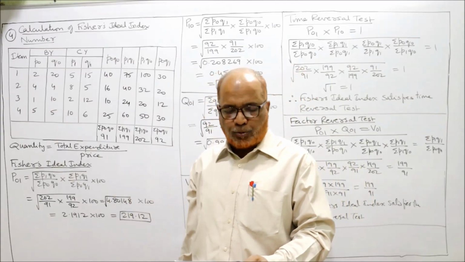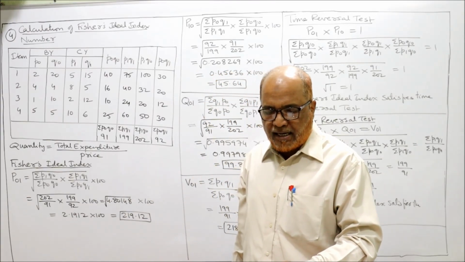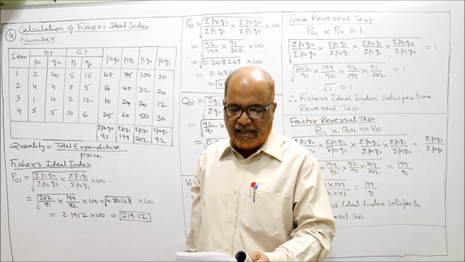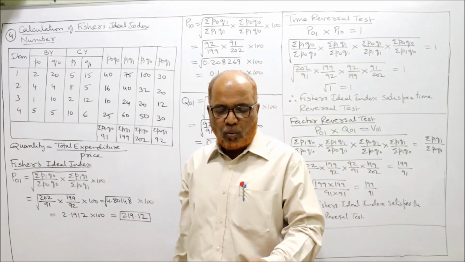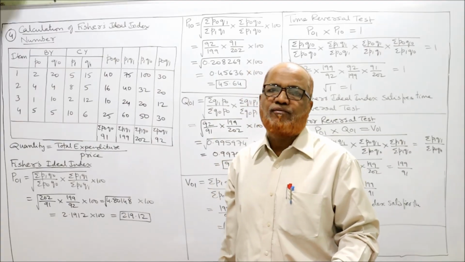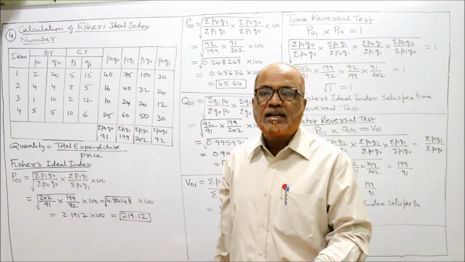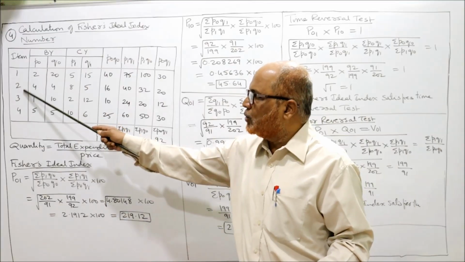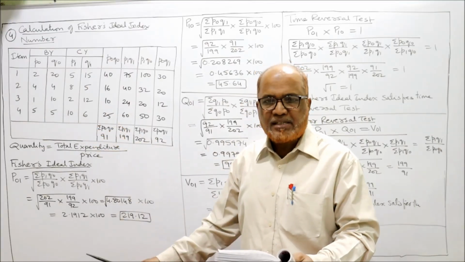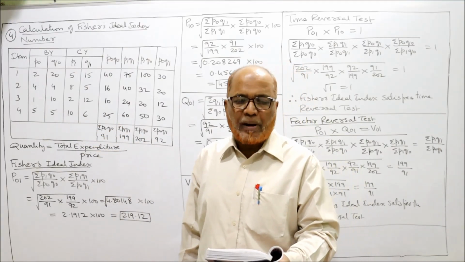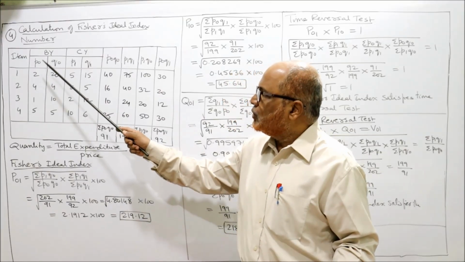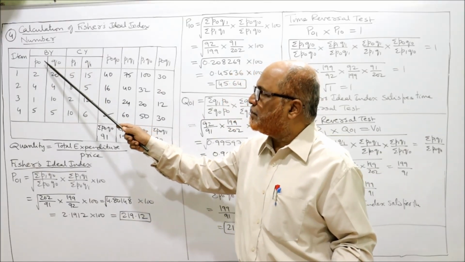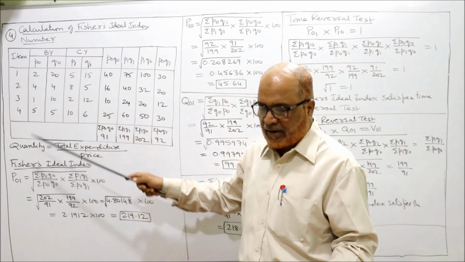Now I'm reading out the fourth problem. See carefully. From the following data, construct Fisher's ideal index number and show how it satisfies the time reversal test and factor reversal test. Items are given 1, 2, 3, 4. 4 items are given, with base year and current year. Base year price P0 is given.